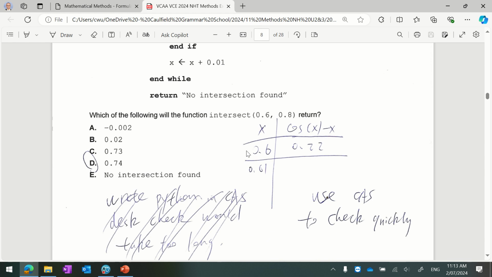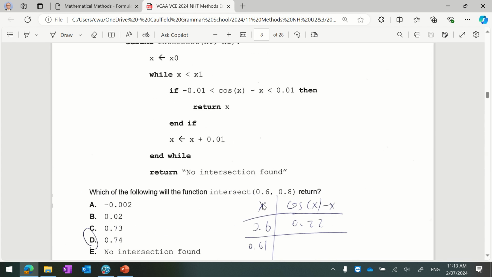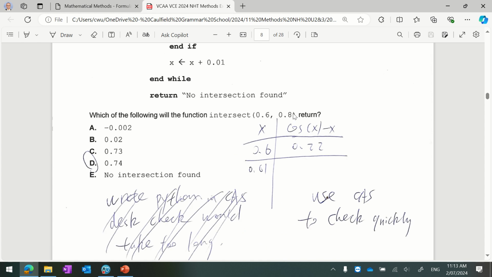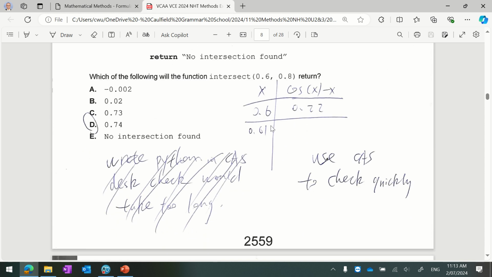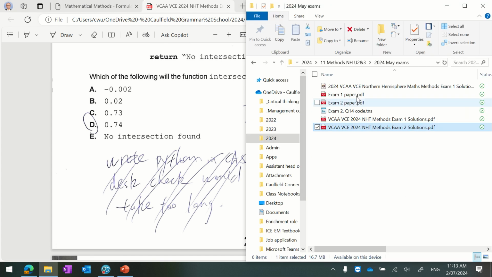And then I thought, okay, next step is plus 0.01. So the x value is going to be 0.61. This is going to take many steps before it gets to 0.8, if I'm not lucky. So I thought, okay, I'm not going to desk check. I don't have enough space to desk check that many lines anyway. And then I thought, okay, I'm going to write this code on my CAS using Python, which I did. I actually did that here.